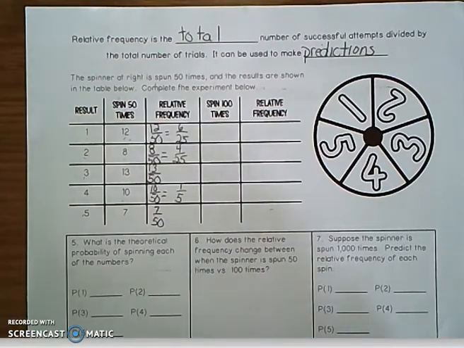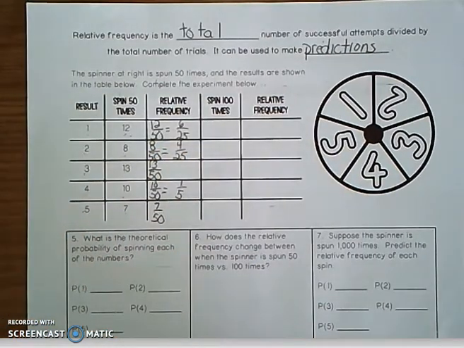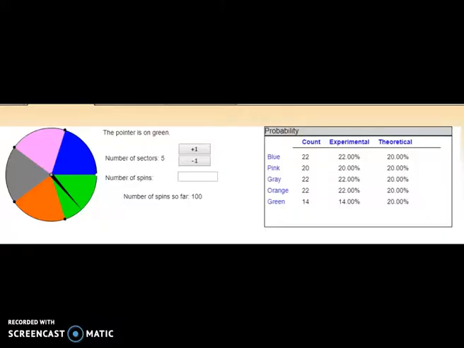Now what they want us to do is spin this 100 times. Well, I'm not going to do that because that would take forever, but I'm going to use a computer to help me. Okay, so if you notice on the screen, I have a spinner that has 5 sections on it. We're going to let blue be number 1, pink 2, gray 3, orange 4, and green 5. So it's going to go 1, 2, 3, 4, 5. So I have 5 sections, and I want to spin it 100 times because that's what my experiment says. So I'm going to go ahead and do that.